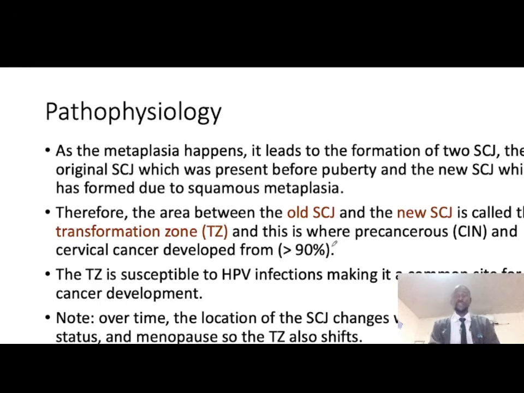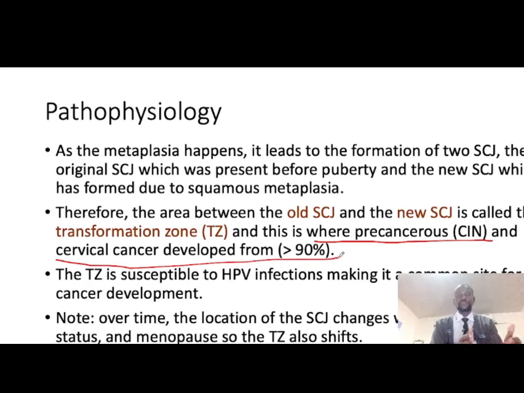Why is this important? It's important because this area is where precancerous lesions that we call cervical intraepithelial neoplasia, which is CIN, and the cervical cancer itself, greater than 90% of these cases will come from. So they'll arise from this area. Why this area? Because there's active cell division that is happening. There's a cellular adaptation that is taking place.